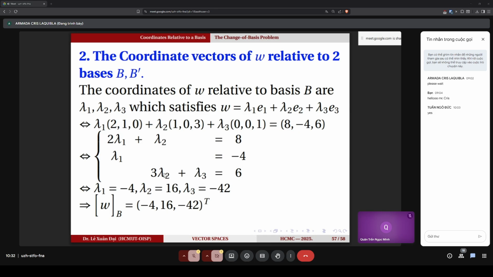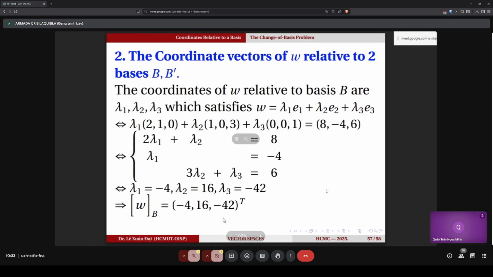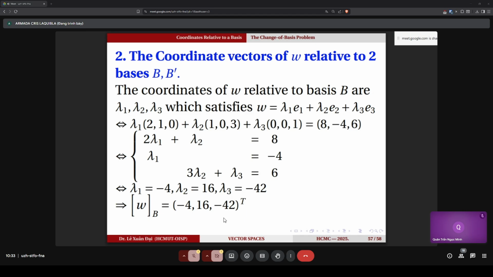Now, lambda 2 is 16, times 3 is 48. Transfer to the other side, it becomes minus 48. So your lambda 3 now is 6 minus 48. The answer is negative 42. And this is now your WB. Okay, so that's easy to do. What to do, just solve for the lambdas, which multiplied with your basis B give 8, negative 4, 6.